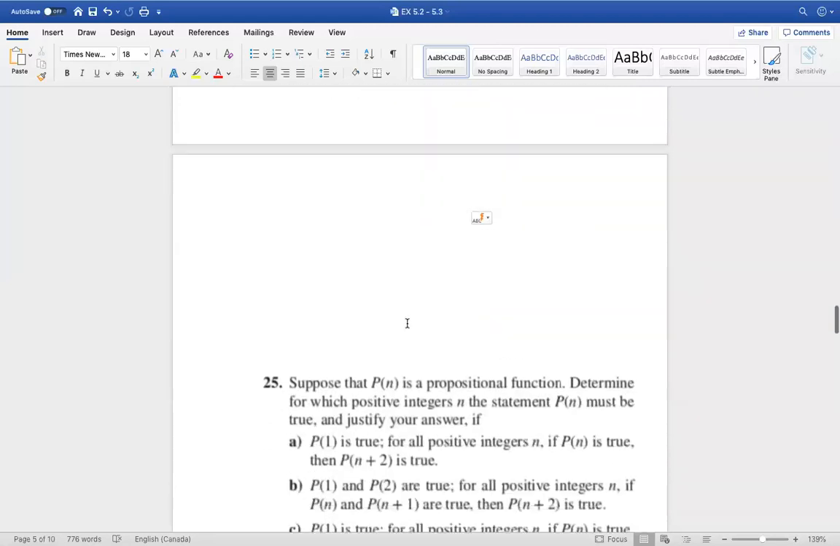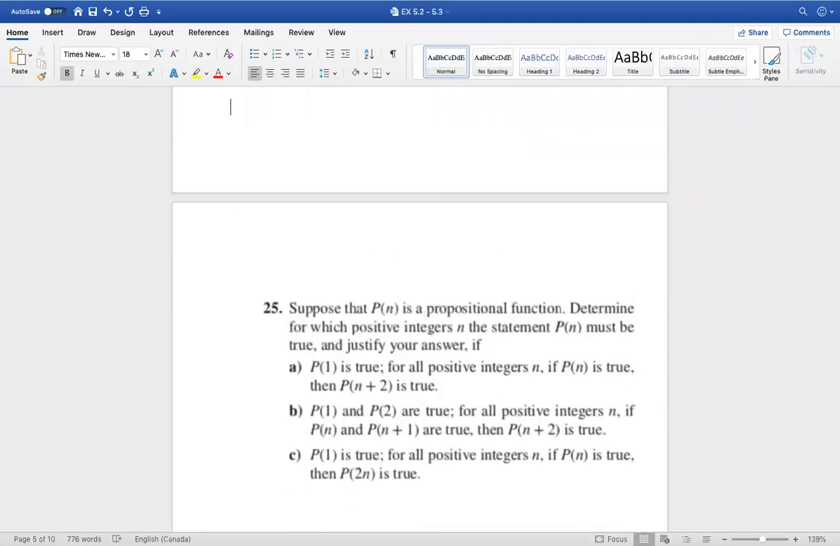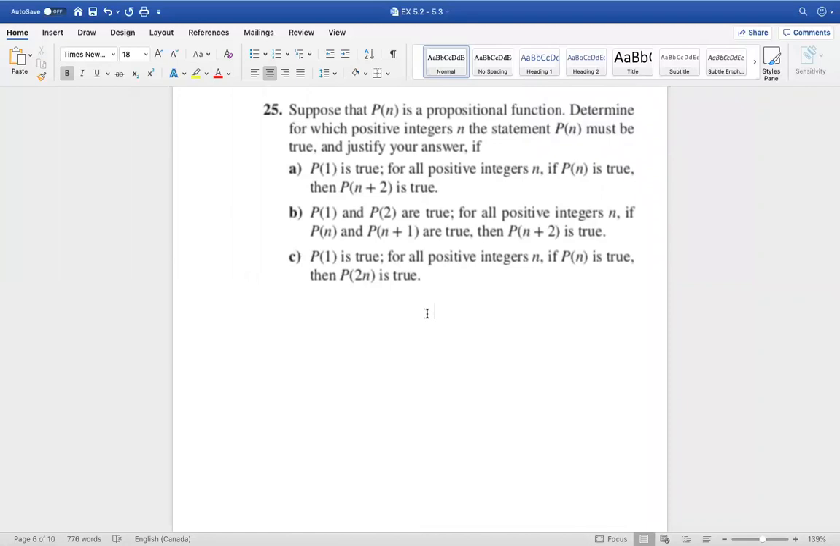Okay, let's take another example. This is question number 25. Suppose that P of n is a propositional function. Determine for which positive integers n the statement P of n must be true, and justify your answer. Part b: P of 1 is true, and for all positive integers n, if P of n is true, then P of n plus 2 is also true.